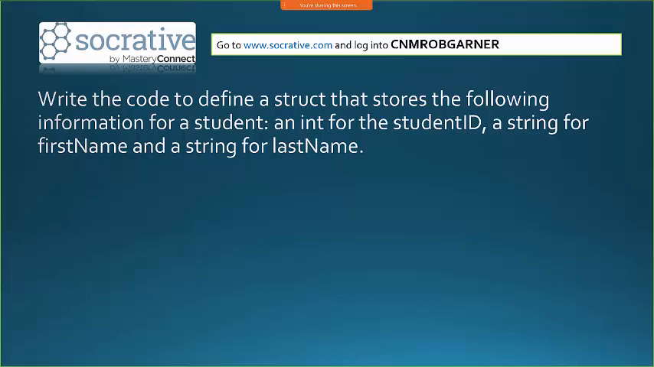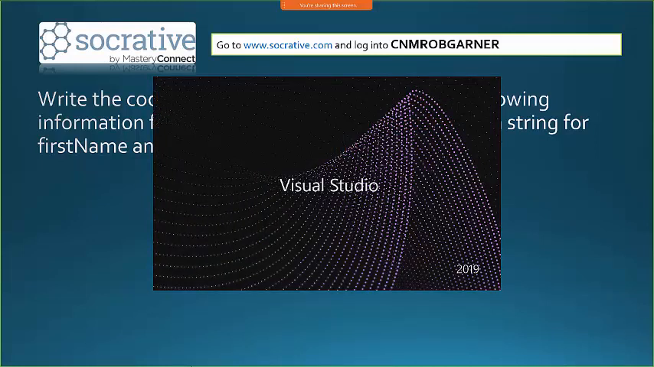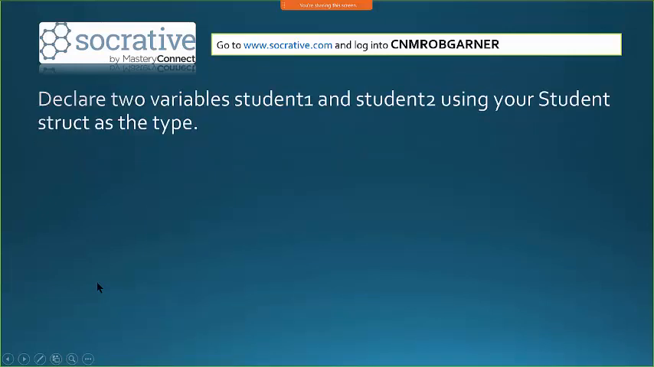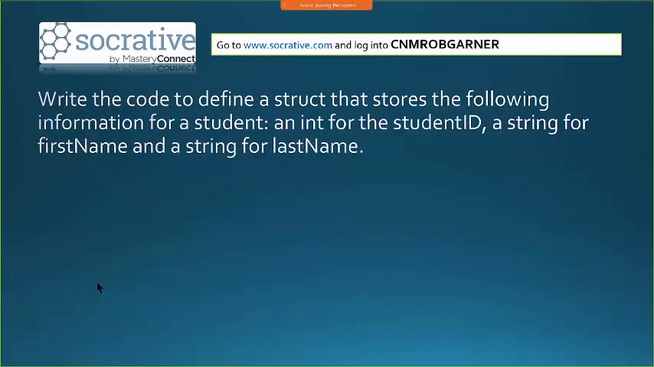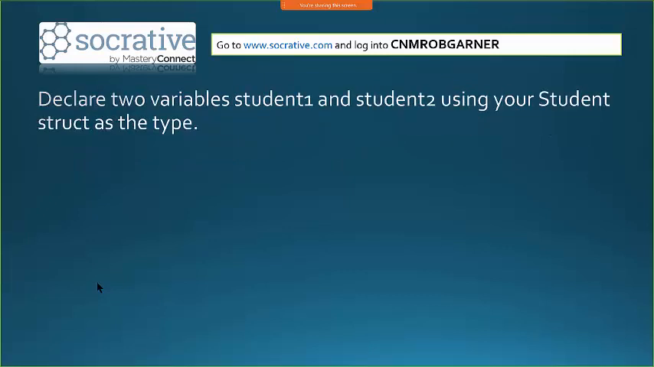Yeah, so I think people are generally getting it. I'll just review it real quick here. Or not real quick, but yeah, we use the keyword struct. We put in student ID, and then we'll play around with those in a second. And then try this one. Declare two variable types, student one and student two, using your student struct.